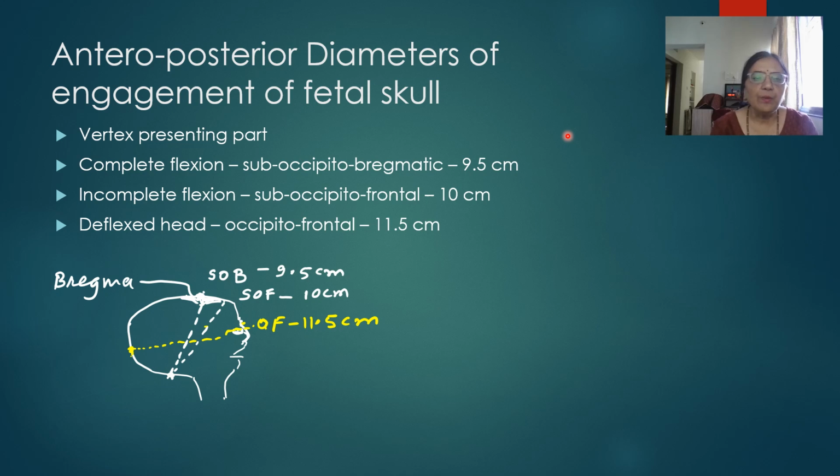Now coming to the important part, the anteroposterior diameters of engagement of the fetal head. As the fetal skull engages, there are two diameters of engagement: one is the anteroposterior diameter and the other is the transverse diameter. If the vertex is the presenting part in a cephalic presentation, and the attitude of the fetal head is complete flexion, then the anteroposterior diameter of engagement is the suboccipitobregmatic diameter, which is 9.5 centimeters.